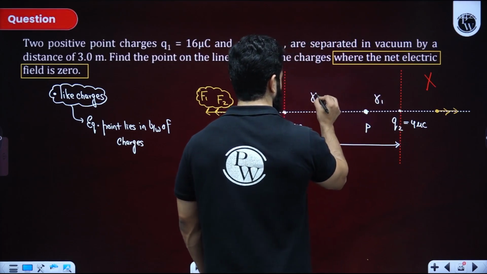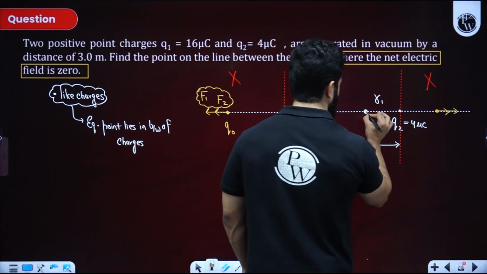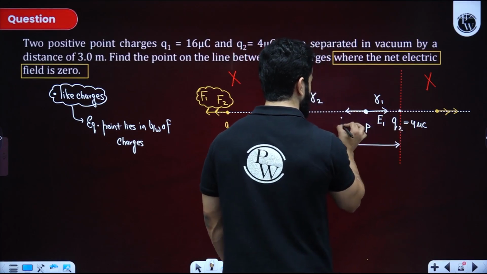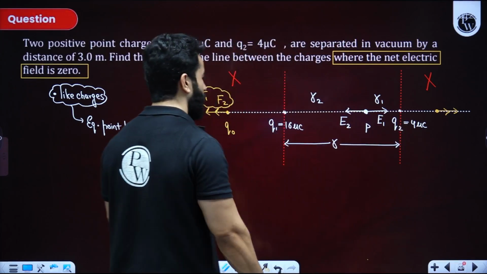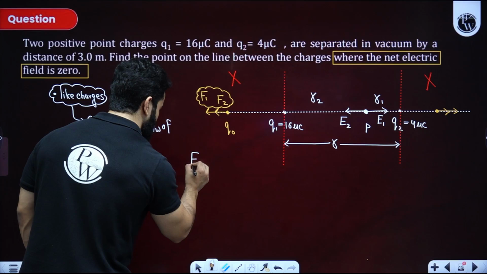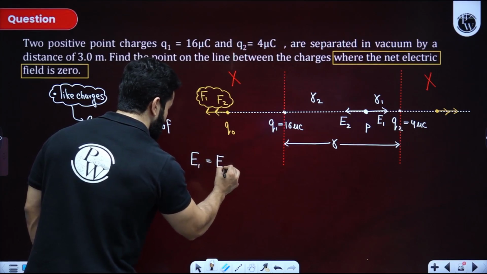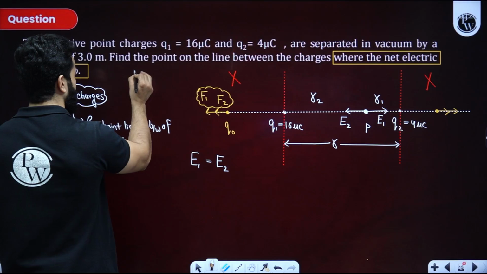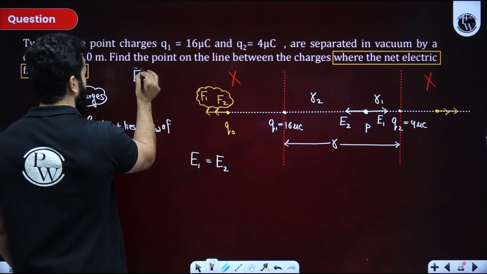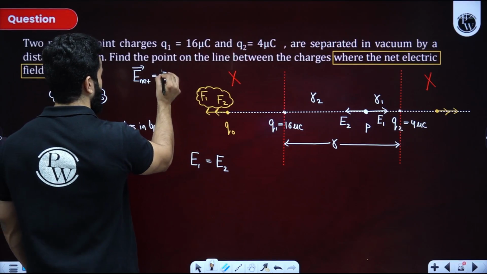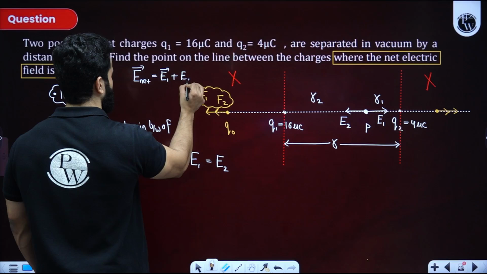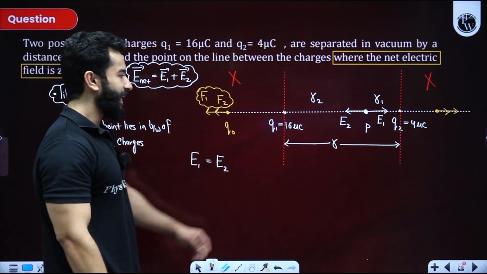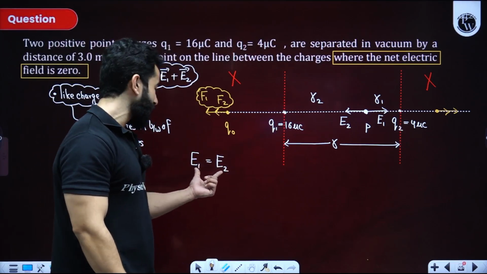Friends, the electric field due to 16 microcoulomb will be in this direction, that will be E1. For Q2 it would be E2, something like this, right? So we are going to simply say that the magnitude of E1 will be equal to the magnitude of E2. I am using the vector law, right? I should have written that the net electric field is equal to vector E1 plus vector E2. Hopefully everything is clear. Because the angle is 180 degrees, they cancel each other out and I want to make them 0. So I have equated their magnitudes.